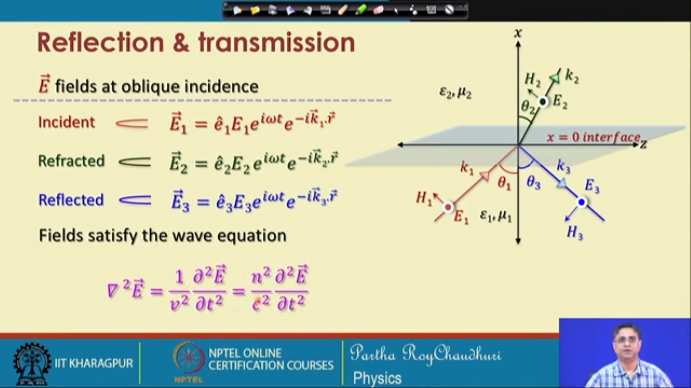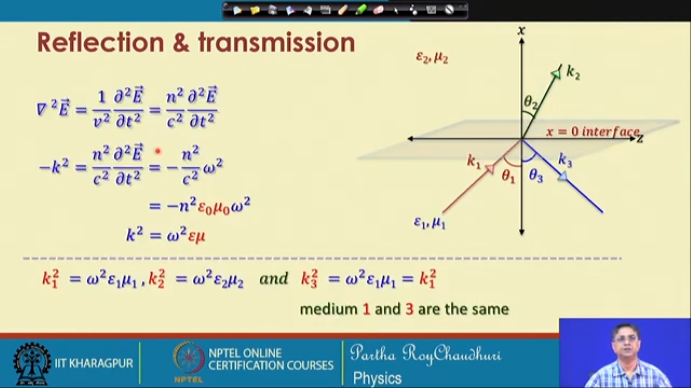Now, v square you can replace by c square by n square, where n is the refractive index of the medium involved. From this, we can write down this equation in terms of k square, that is, the second order derivative of this electric field in the plane wave form will give you minus k square into E, and this del 2 E by del t square will give you minus n square omega square by c square. Therefore, you can equate these two, that k square equals omega square mu epsilon.